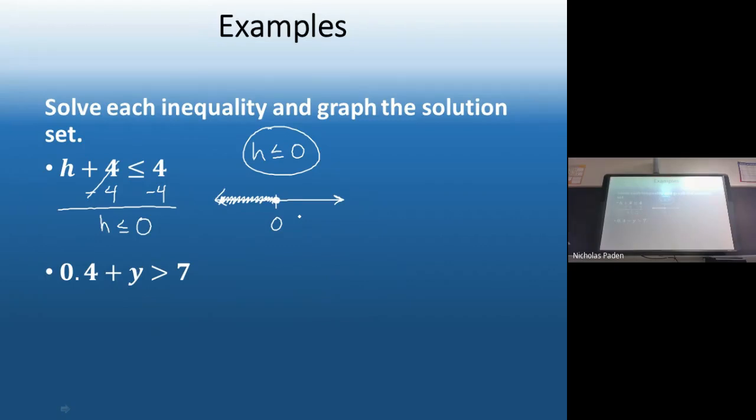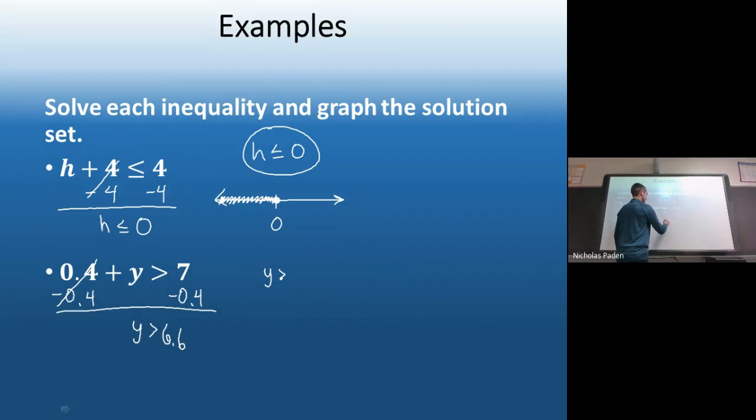Okay, and then our last one there, I've got a 0.4 that I need to get rid of. And this is a positive 0.4, which means I need to subtract 0.4 from both sides. And that's going to, 0.4 minus 0.4 cancels off. Y is greater than 7 minus 0.4, which would be 6.6. So that's my solution set. Y is greater than 6.6.